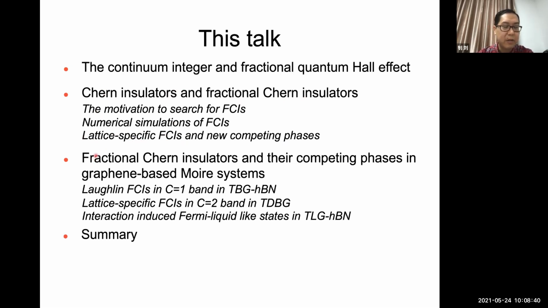In the third part, I will show you the existence of fractional Chern insulators and their competing physics in graphene-based Moire systems, including the Laughlin-like fractional Chern insulators in the Chern number 1 band in twisted bilayer graphene aligned with hexagonal boron nitride, and the lattice-specific fractional Chern insulators in the Chern number 2 band in twisted double bilayer graphene. And we also observe interaction-induced Fermi liquid-like states in trilayer graphene aligned with hexagonal boron nitride. And finally, I'll give you a summary.